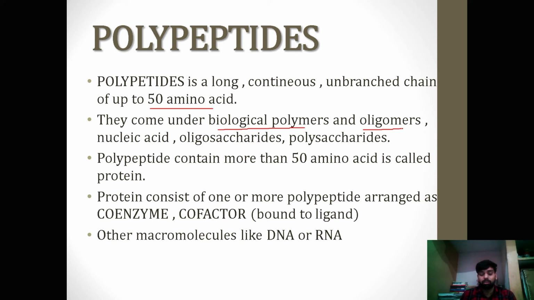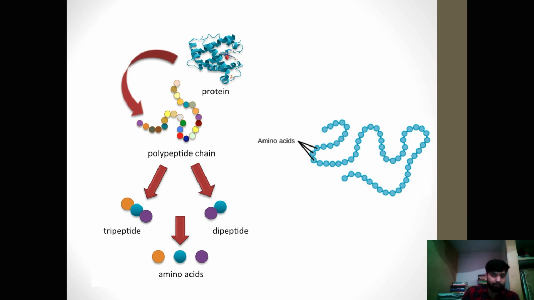A polypeptide containing more than 50 amino acids is called a protein molecule. If more than 50 amino acids are joined together, it will form a protein molecule and it will act as a coenzyme or cofactor, or it can also form macromolecules like DNA or RNA. Now we can see from this image that a protein molecule will have different units, that is, polypeptide chains will join together to form a protein.